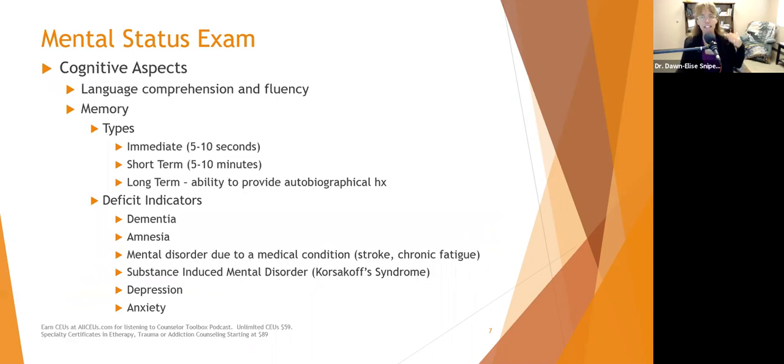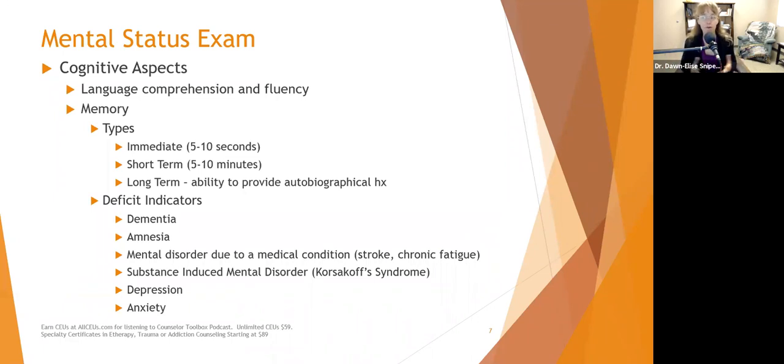If somebody has a deficit in their memory, immediate, short-term, or long-term, it could indicate early onset dementia or something causing dementia, which again can be caused by alcohol intoxication, a deficiency of thiamine called Korsakoff syndrome. It can be caused by early onset Alzheimer's, brain damage, tumors. There are a variety of things that can cause problems in memory. Amnesia, a mental disorder due to a medical condition such as stroke or chronic fatigue. Both of those, as well as many others, can cause problems with memory.